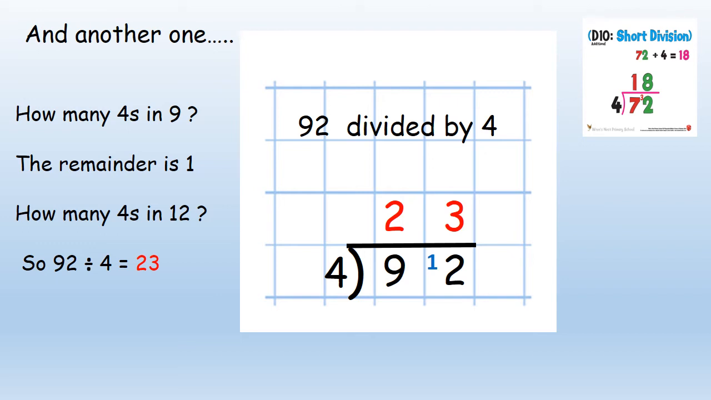And can you see on the left, I've written the actual sum down for you as well to show you how to set that out. And that's 92 divided by 4 equals 23.